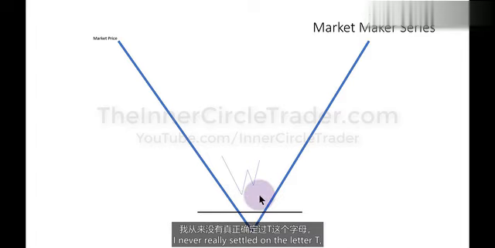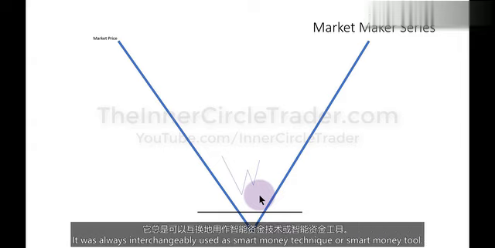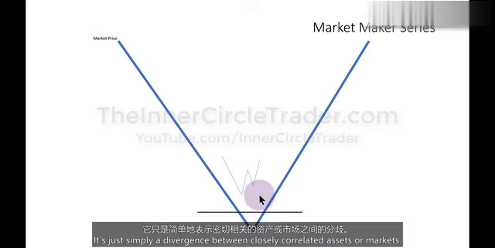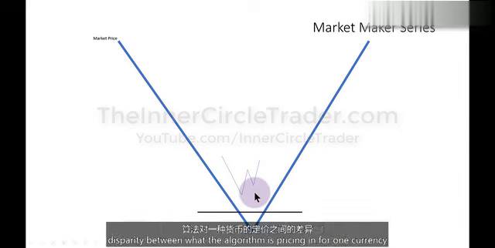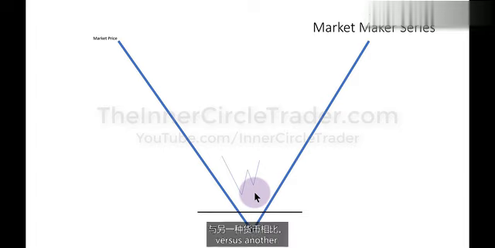I never really settled on the letter T, what it would stand for. It was always interchangeably used as smart money technique or smart money tool. It's just simply a divergence between closely correlated assets or markets. What this indicates is there's a strong disparity between what the algorithm is pricing in for one currency versus another.